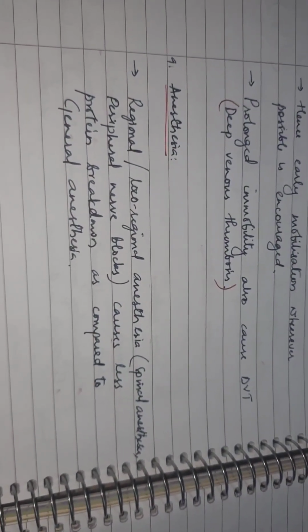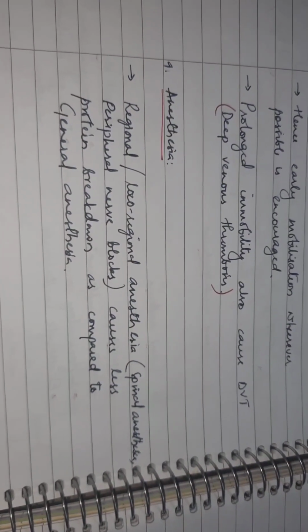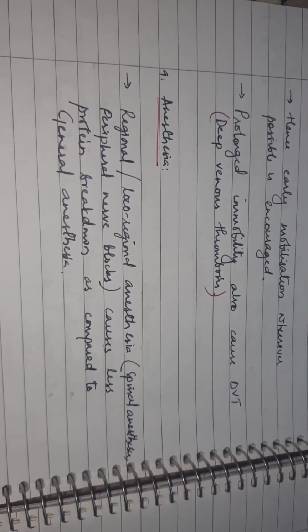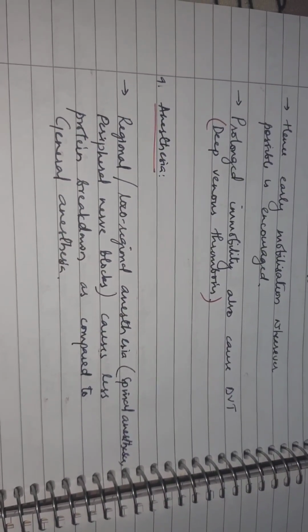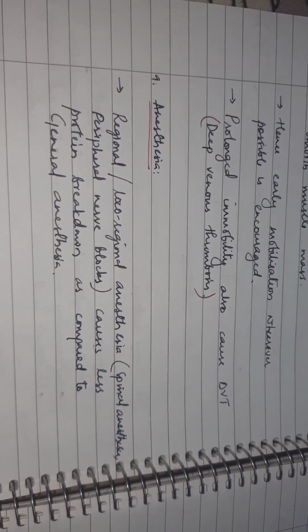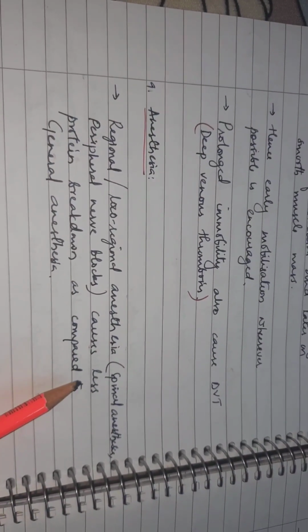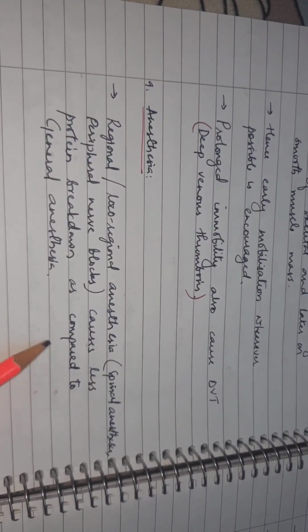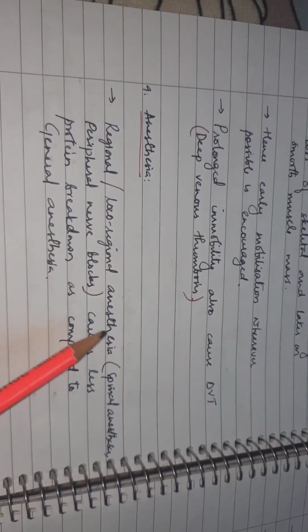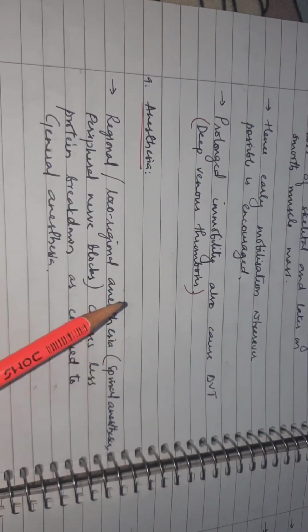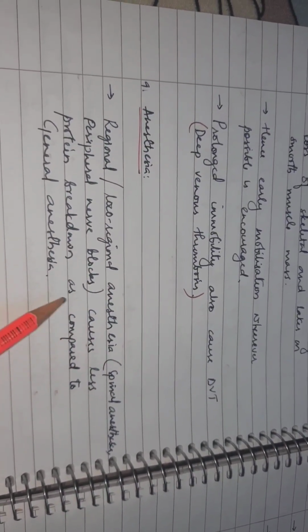Ninth, anesthesia. Anesthesia as a factor, regional and local regional anesthesia causes less protein breakdown as compared to the general anesthesia. Now general anesthesia causes a systemic effect, and that leads to increased protein catabolism, whereas regional or local regional anesthesia has a smaller effect on the physiology of the body and causes a localized effect. So regional, local regional, that is peripheral nerve blocks or spinal anesthesia, is always better than general anesthesia. But of course, in cases where general anesthesia is required, general anesthesia should be given or preferred.